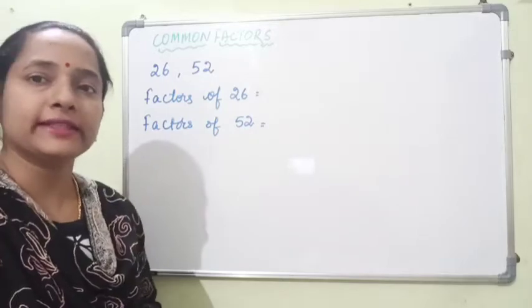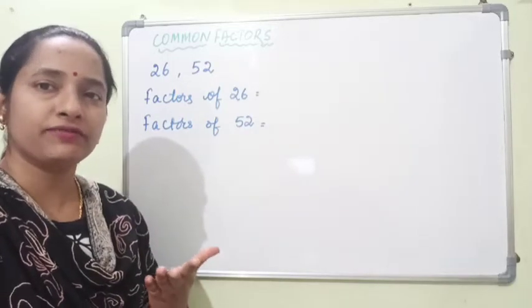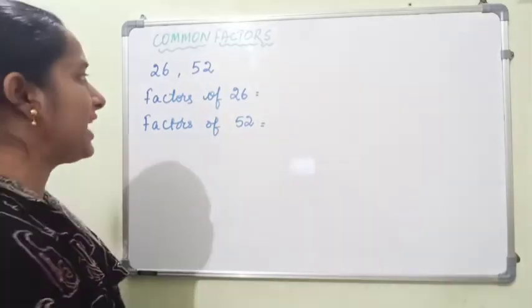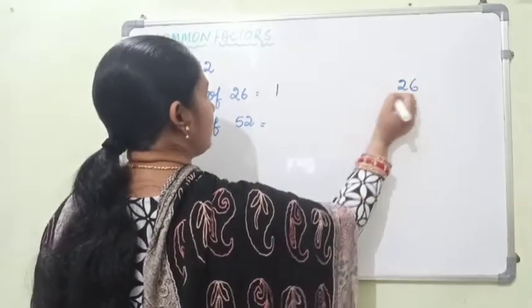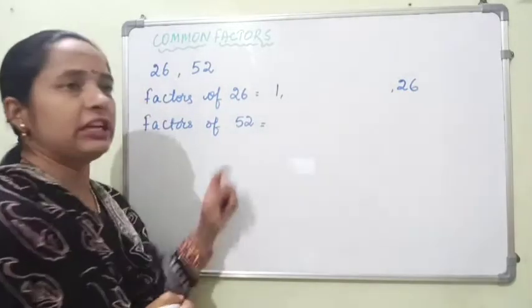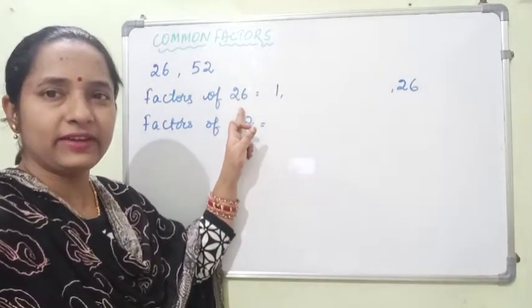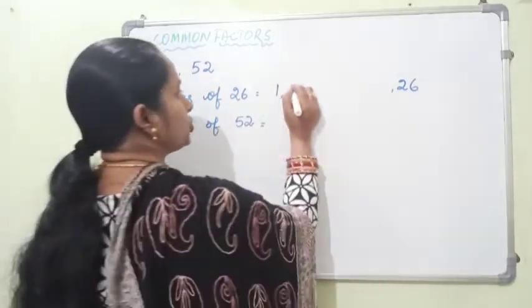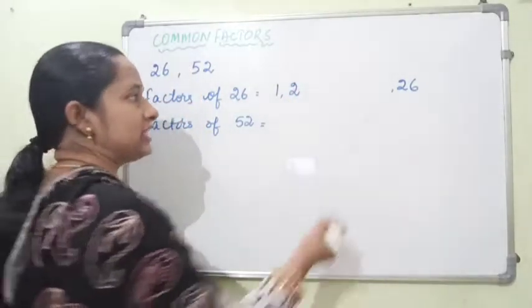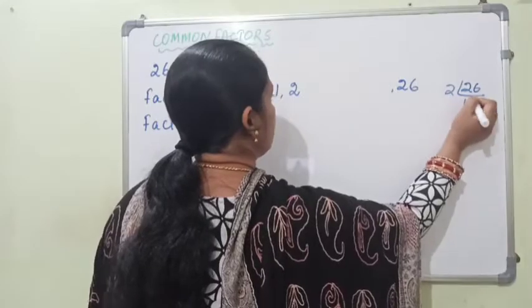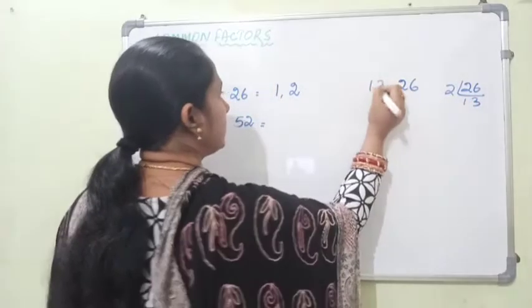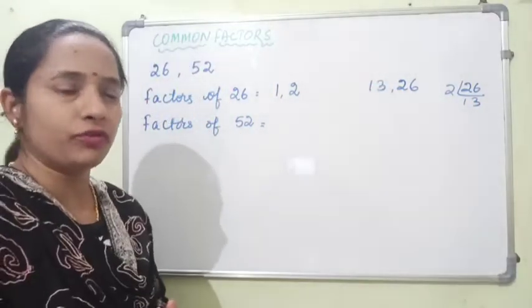Factors are the set of all those numbers which can divide the given number exactly. So 1 and the number itself is a factor of every number, isn't it? Now as 26 is an even number, it can be divisible by 2. So 2 how many times is 26? You divide 26 by 2. We know 13 twos is 26. So 2 and 13 are the factors of 26.